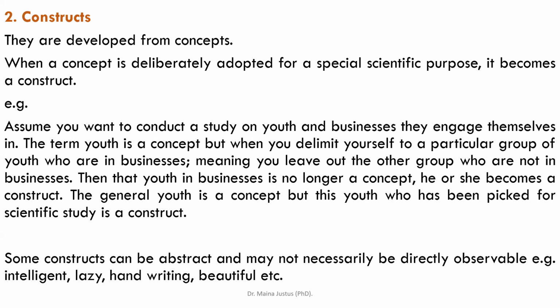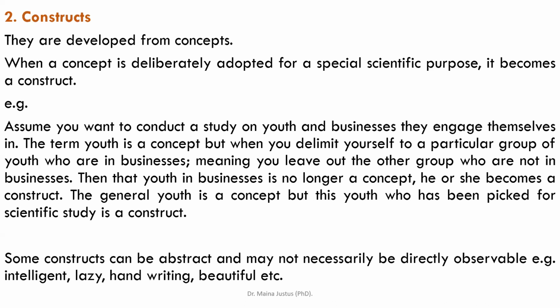Because you can't see intelligence, but you can measure indicators of intelligence. You can measure the indicators that form intelligence. And that is why sometimes you do what we call construct validity, to be able to see if you are measuring what is supposed to be measured. We'll be seeing that as we progress. So that is a construct.